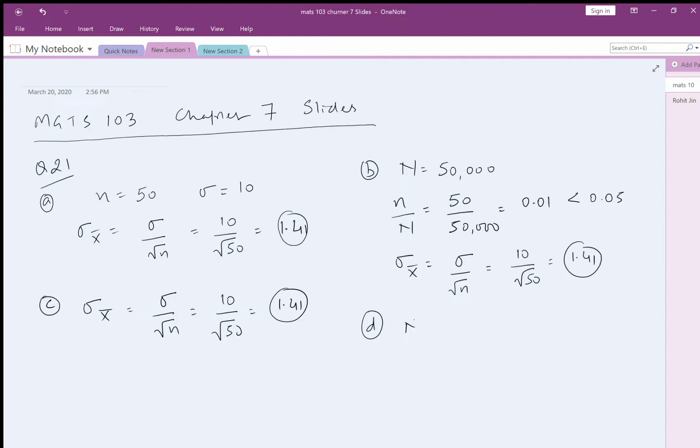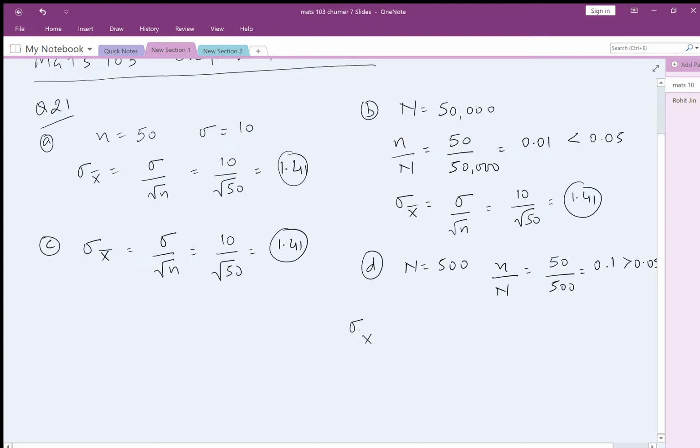Because the population size N is now 500, so small n divided by large N is equal to, okay, I'm just opening my slides here on my other computer. So small n divided by large N is equal to 50 divided by 500. This is 0.1, which is more than 0.05. So now we have to use a correction factor.